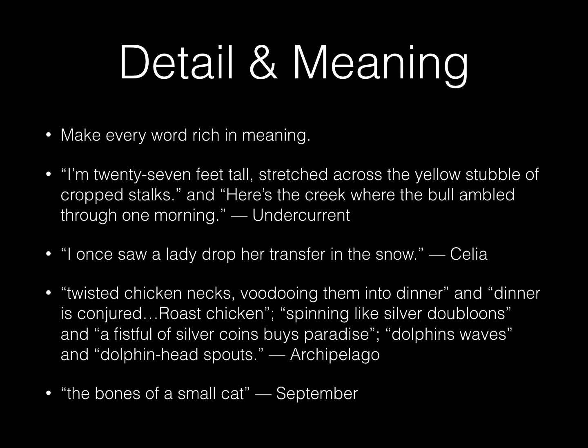In one of the stories that you're going to read for Wednesday's class, Archipelago, I love this story. It has the most beautiful, specific details. I want you to pay attention to those details when you're reading it. Twisted chicken necks, voodooing them into dinner, and dinner is conjured, roast chicken, spinning like silver doubloons, and a fistful of silver coins buys paradise. Dolphin waves and dolphin head spouts. These are all these specific details this author uses.